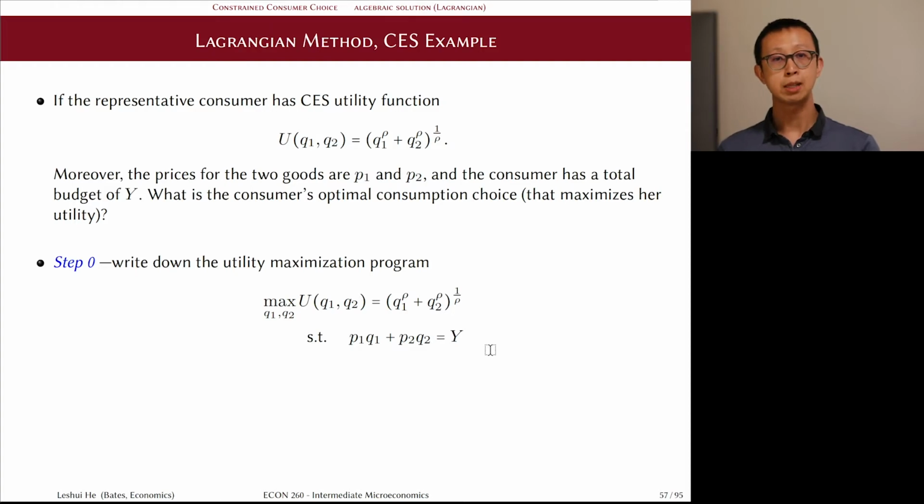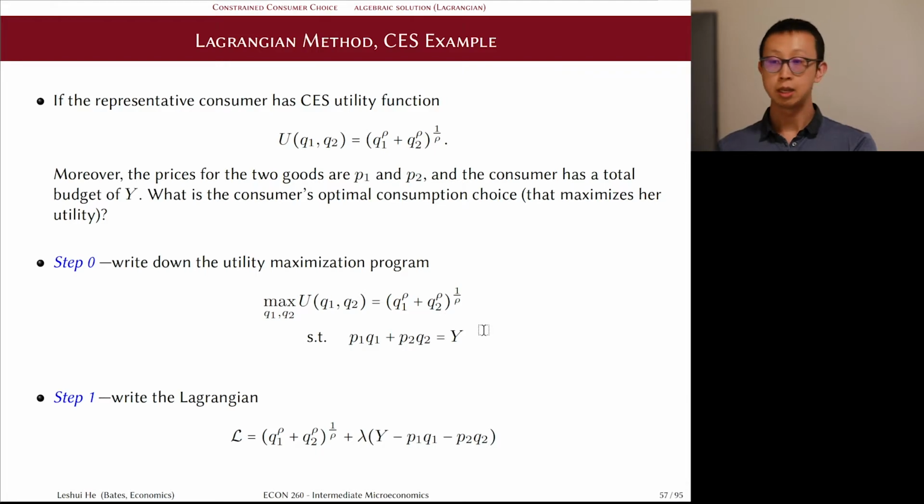Now with the programming in place, we can write down the Lagrangian, L, which again is just the objective function plus lambda times the modified version of the budget constraint, where we move the expenditure to the other side and subtract the budget y. Now with the Lagrangian, we can take derivatives of the Lagrangian with respect to each control variable Q1, Q2, and lambda. And then we're going to set all of them to 0. That will give us 3 first-order conditions.